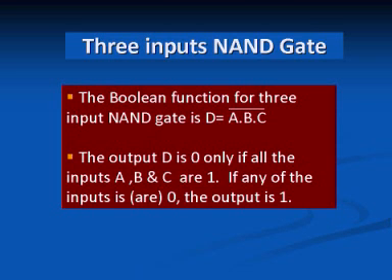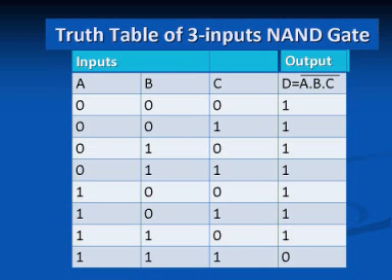Similarly, the Boolean function for 3 inputs NAND gate is D is equal to (A into B into C) whole bar, and the output D is 0 only if all the inputs A, B and C are 1. If any of the inputs is 0, the output is 1. Now let us write the truth table for 3 input NAND gate.